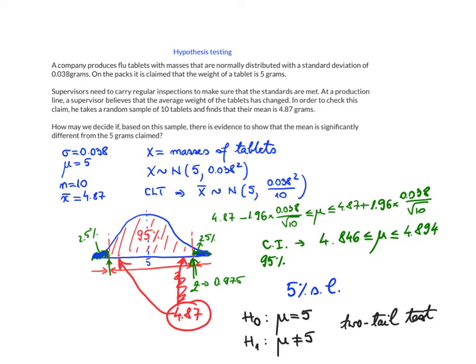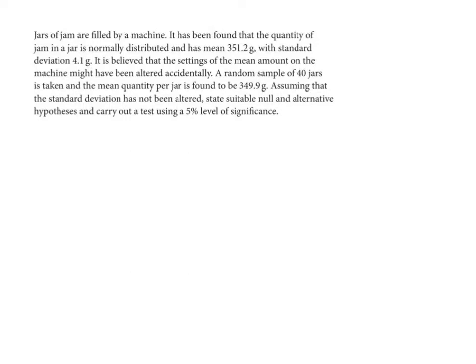Therefore, we can accept at the 5% significance level that the company produces flu tablets with masses of 5 grams. I always need to express my conclusion in terms of the question and the setting of the question. Now we will need on the next page to formalize this process. What do I need actually to show my working? I'm going to take this example, and you can pause the movie and try it by yourself first.